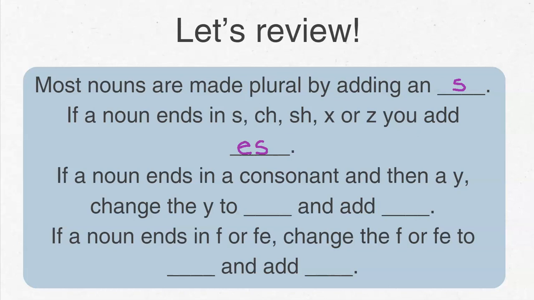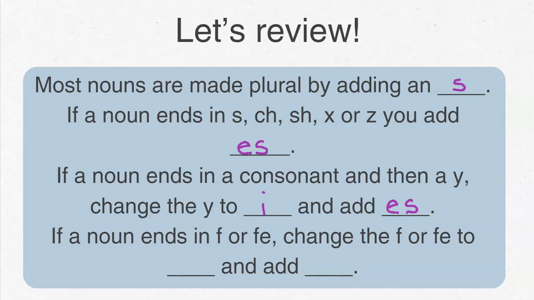If a noun ends in a consonant and then a Y, change the Y to what and add what? Again, pause the video. How do we show that nouns that end in a consonant and Y are plural? If a noun ends in a consonant and then a Y, change the Y to I, that's your first step. Then you're going to add ES. That's how we make nouns plural that end in a consonant and Y.